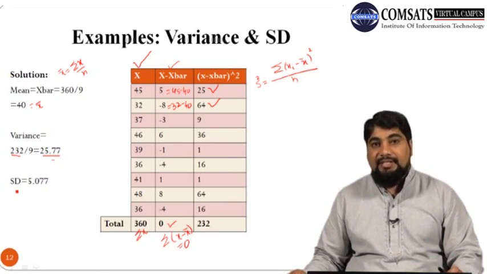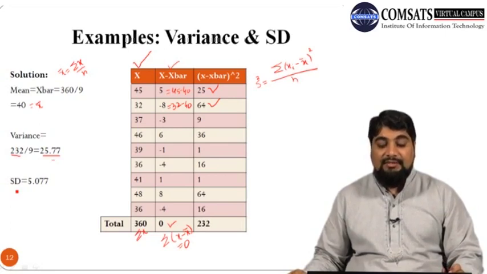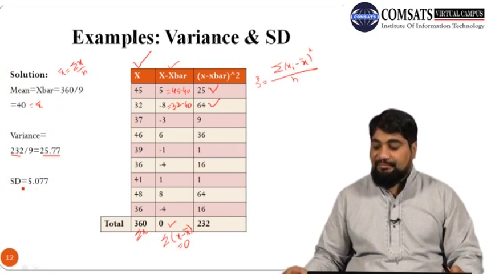So in order to calculate standard deviation, remember that standard deviation is the positive square root of the variance. So if we take square root of this 25.77, we get 5.077. So this is the standard deviation. So this is how we can calculate variance and standard deviation for the ungrouped data.